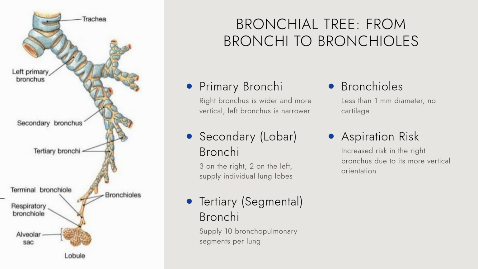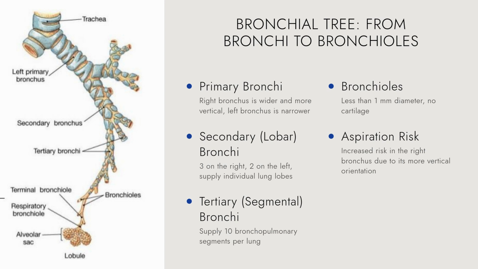The bronchial tree begins with the primary bronchi, branching from the trachea into the lungs at the hilum. The right bronchus is shorter, wider, and more vertical, making it a common site for aspiration, crucial to know in critical care. Secondary bronchi supply each lobe, 3 on the right, 2 on the left, and tertiary bronchi serve bronchopulmonary segments, the lungs' functional units.